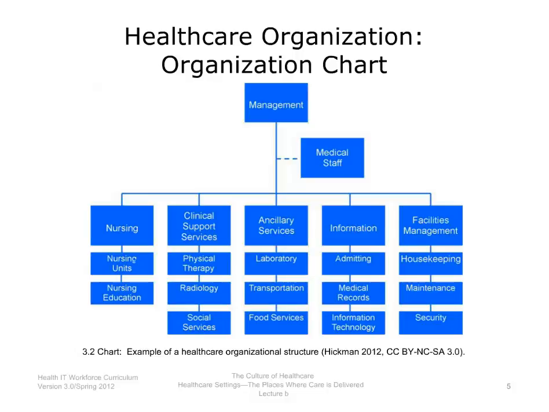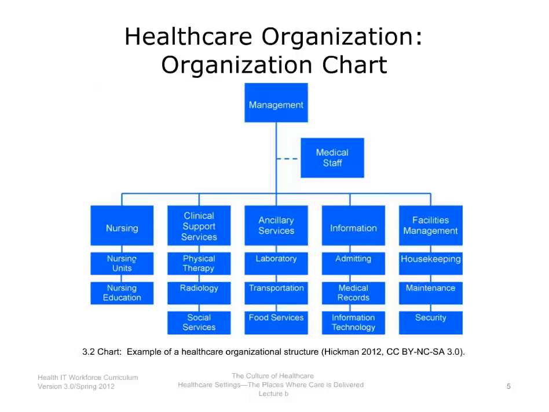The 5 divisions indicated by boxes linked to management are nursing, with nursing units and nursing education as examples. Clinical support services, with physical therapy, radiology, and social services as examples. Ancillary, with laboratory, transportation, and food services as examples. Information, with admitting, medical records, and information technology as examples. And facilities management, with housekeeping, maintenance, and security as examples. The examples are shown in smaller text boxes directly below the division name.